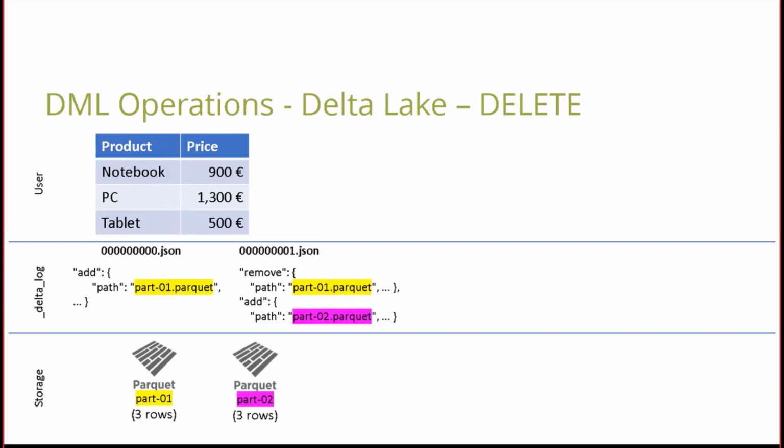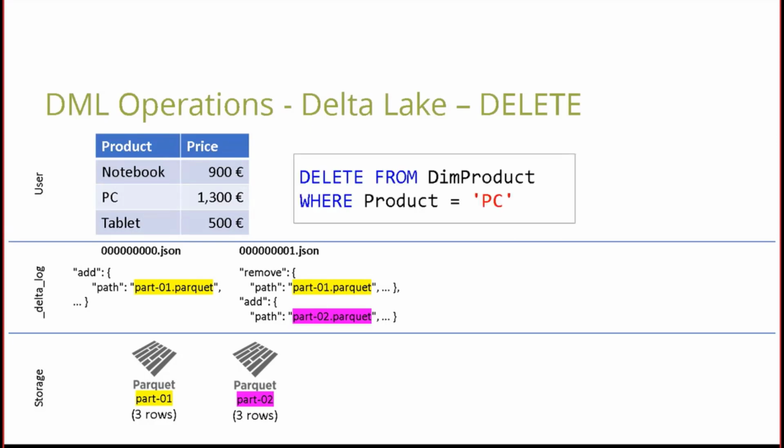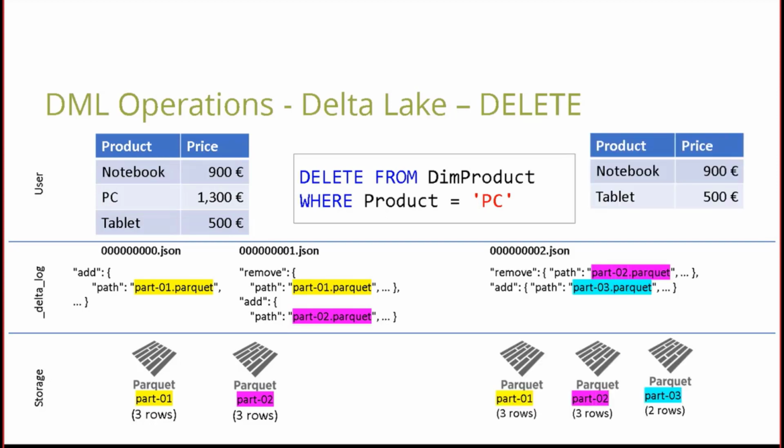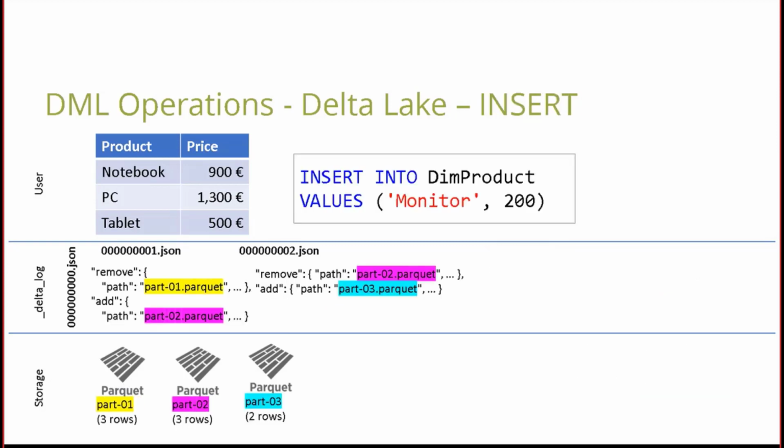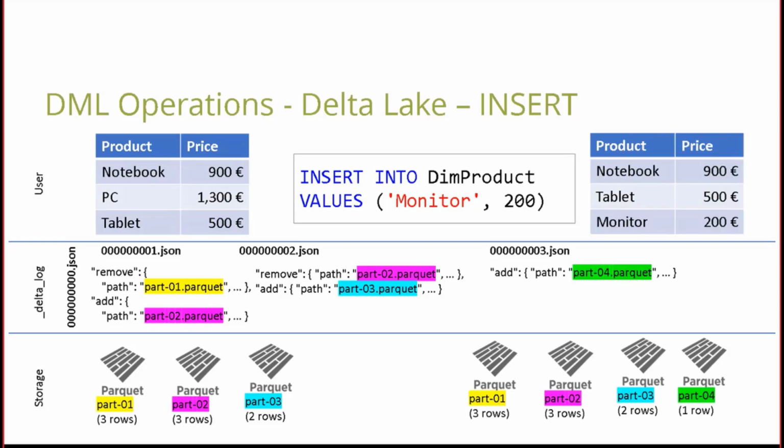Now what happens if I run a delete on this table? Basically delete from dim product where product equals PC. So I'm deleting the second row. The result is obviously a table that only contains 2 rows. I do have, again, a log that removed the old version, the part 02 Parquet, and adds a new one. The old one had 3 rows and the new one only has 2 rows. You can also do an insert, obviously. It would just add a new Parquet file and a new log entry.